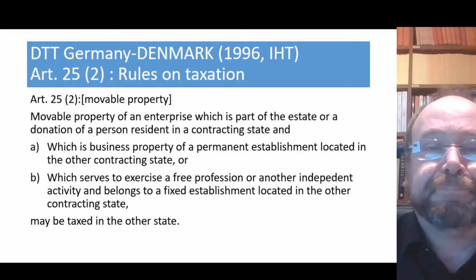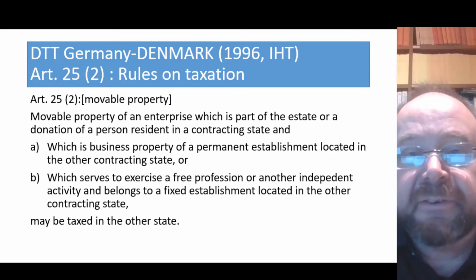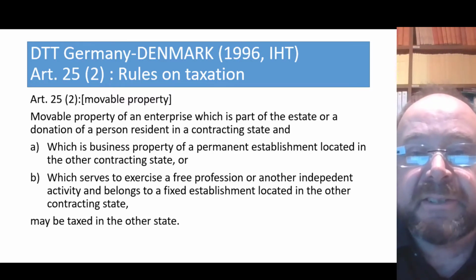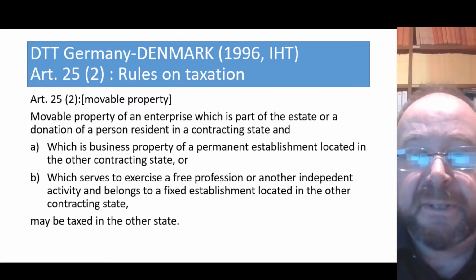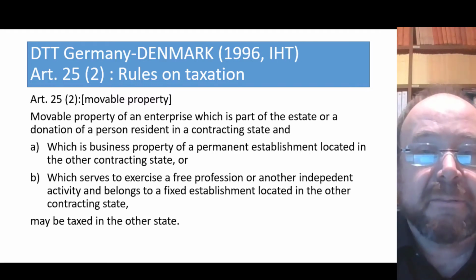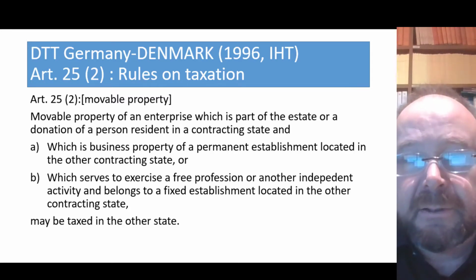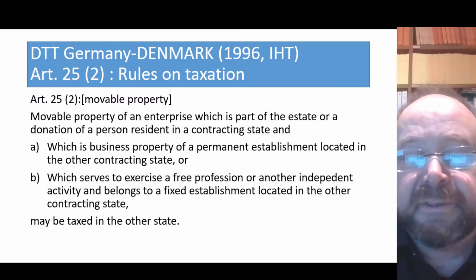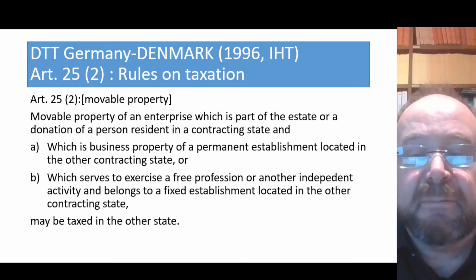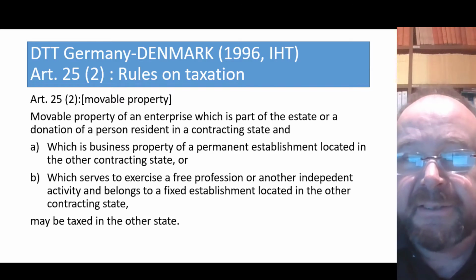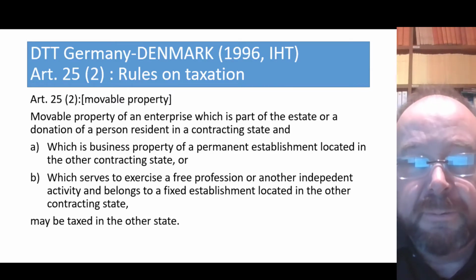Movable property has no clear connection to a specific state, because here you again have the problem. If I fear that death is coming, I can shift all my cash, my jewels, my cars to another state, and afterwards I can bring them back. There is no clear fixed connection between movable property and a given state. So only in very few cases you can say that movable property has, under the perspective of inheritance tax, a clear source state. And these cases are 25, paragraph 2.